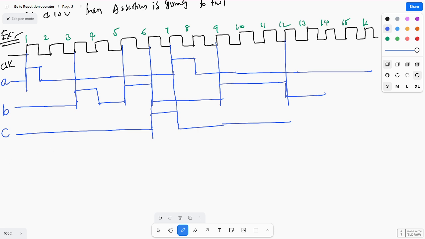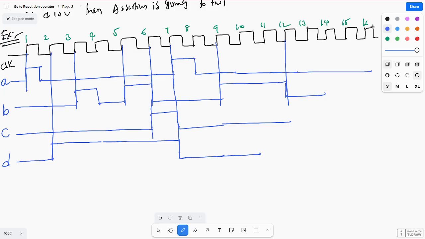Okay, and coming to d. D becomes 1 at the second cycle, and it will be 1 till the seventh cycle. Till the seventh cycle, and then again it will go to 0.